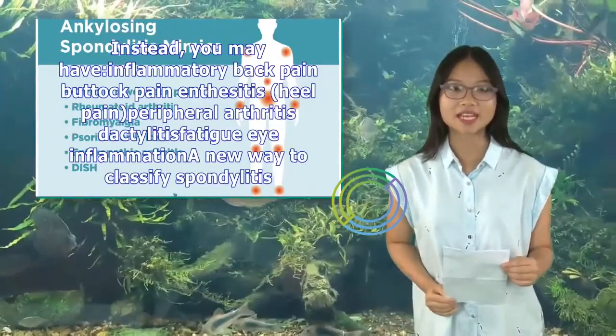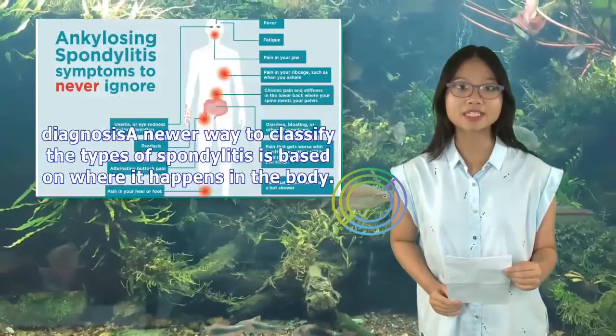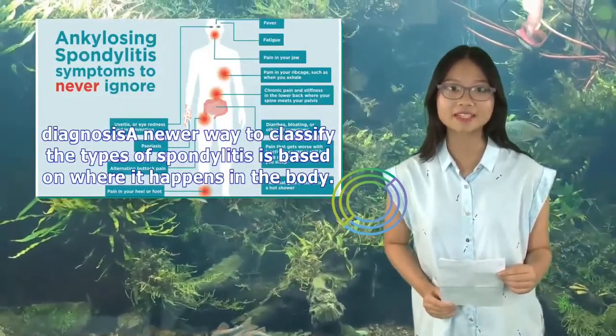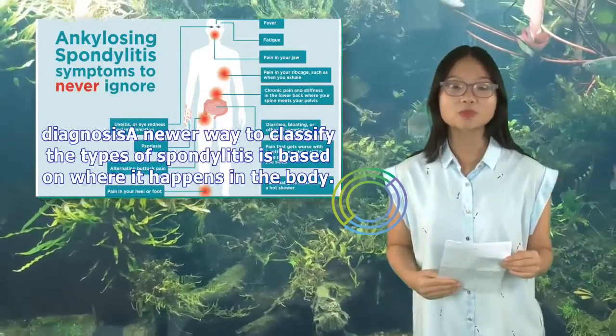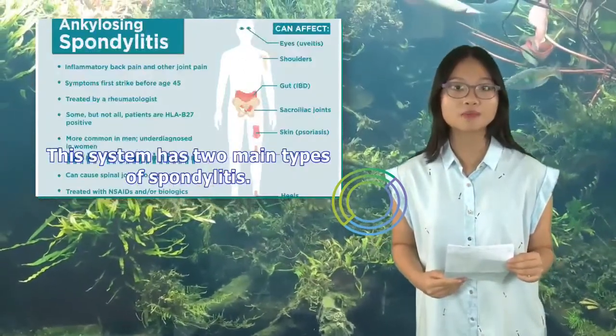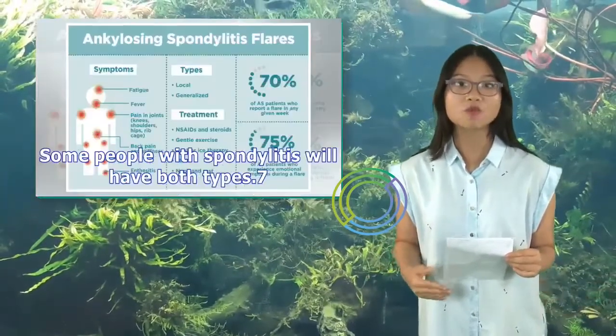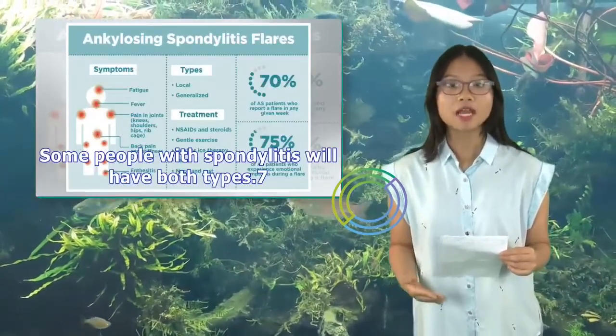A new way to classify spondylitis diagnoses. A newer way to classify the types of spondylitis is based on where it happens in the body. This system has two main types of spondylitis. Some people with spondylitis will have both types.